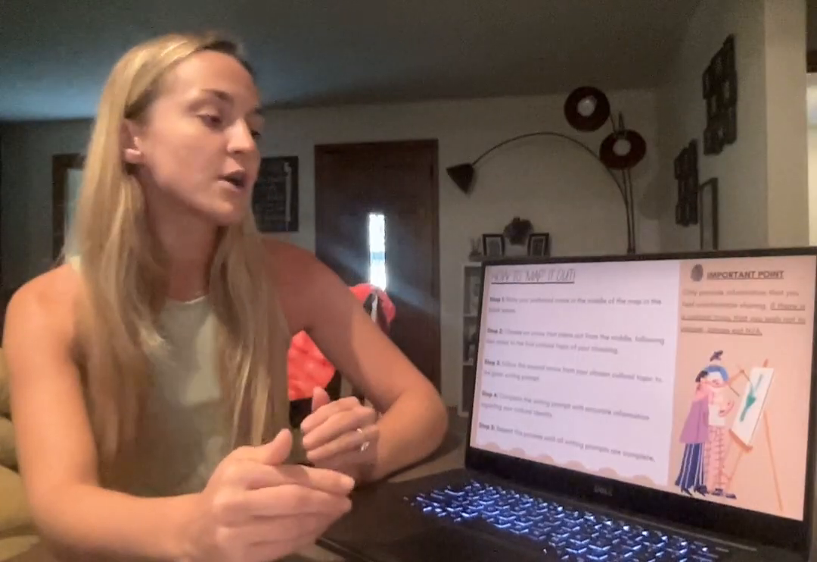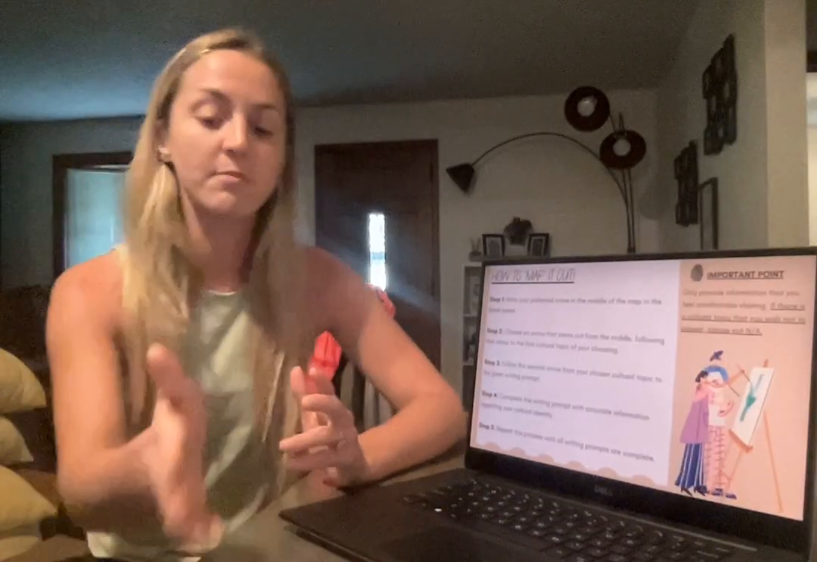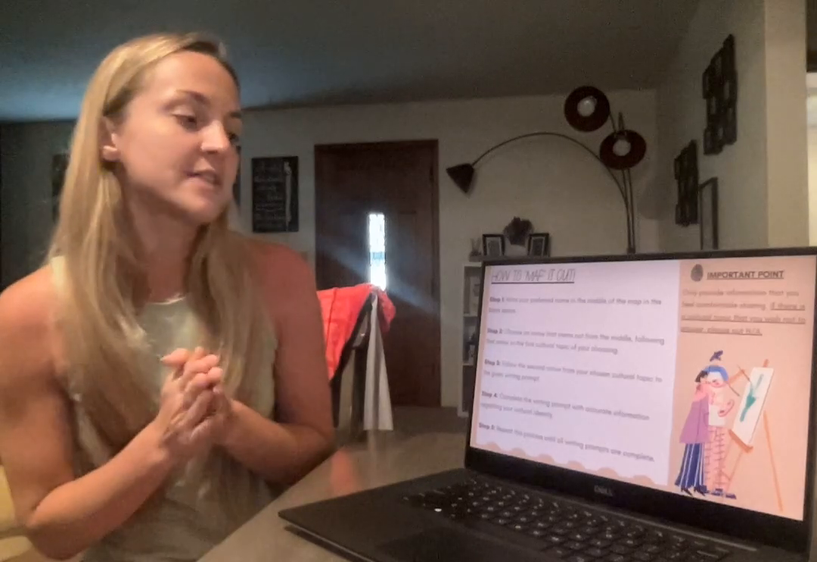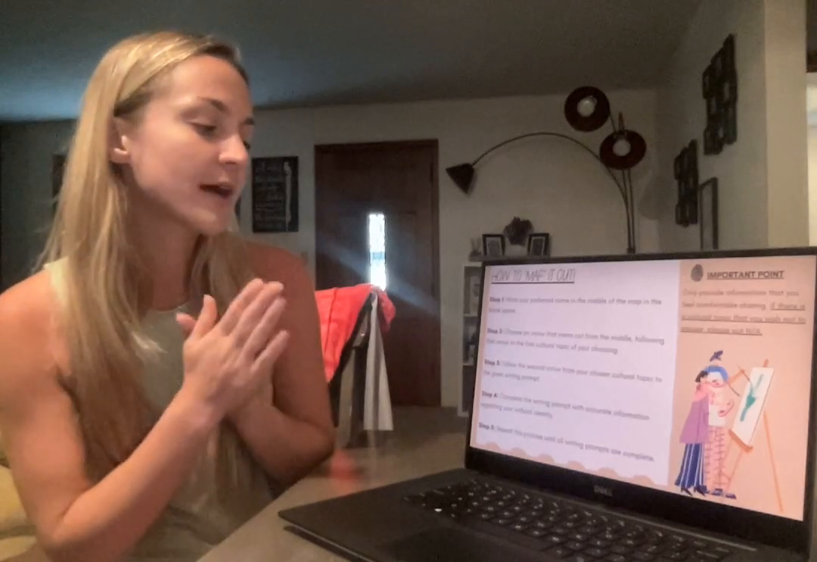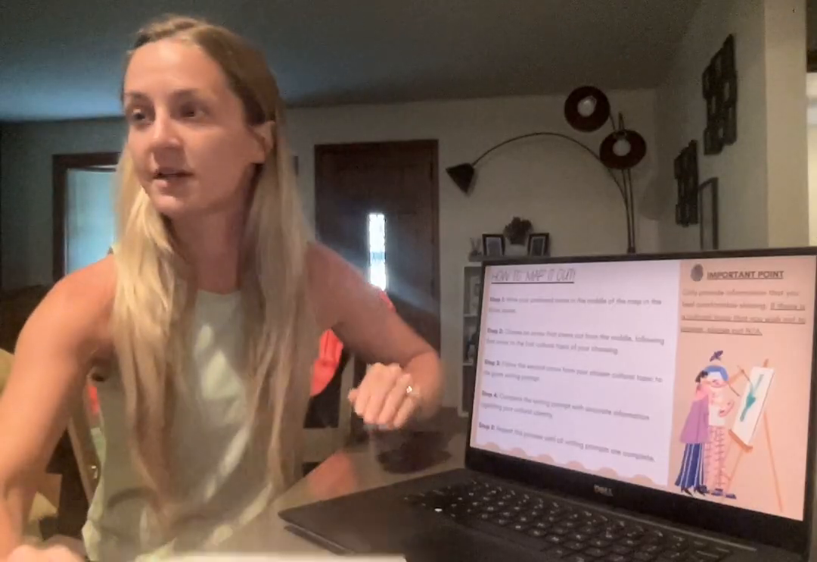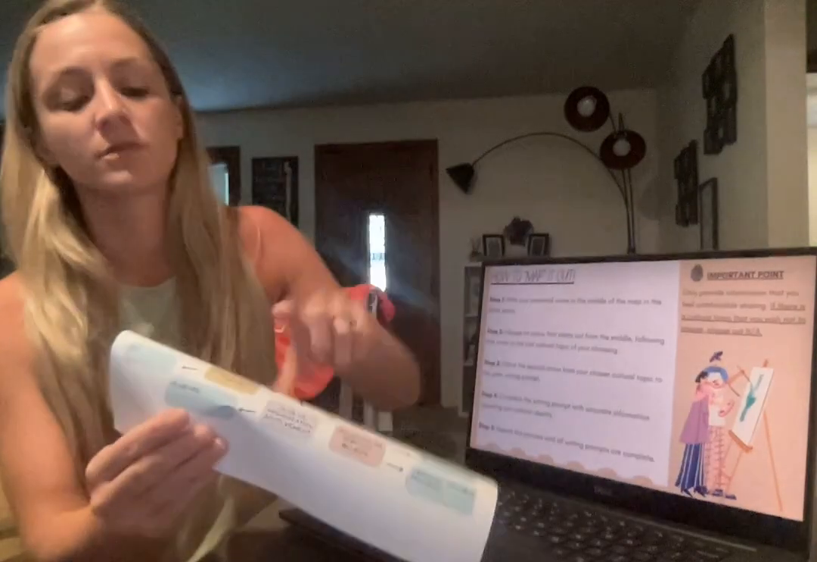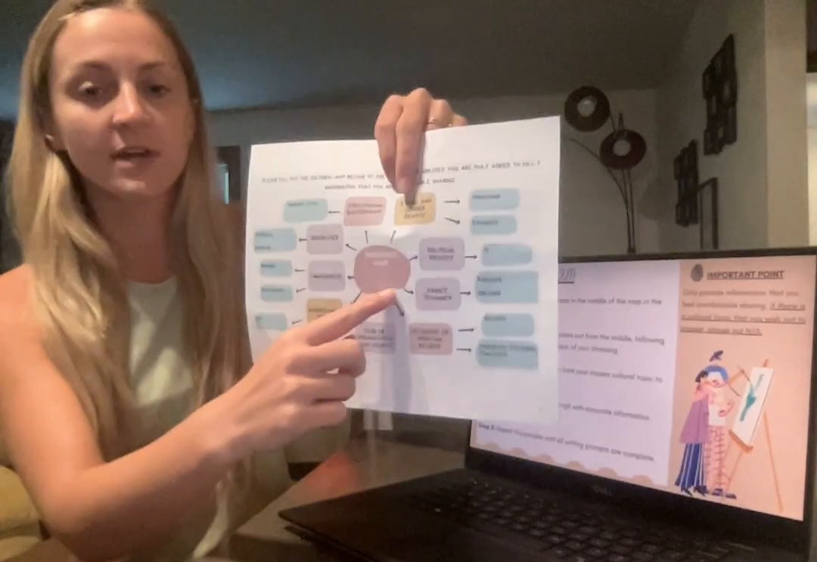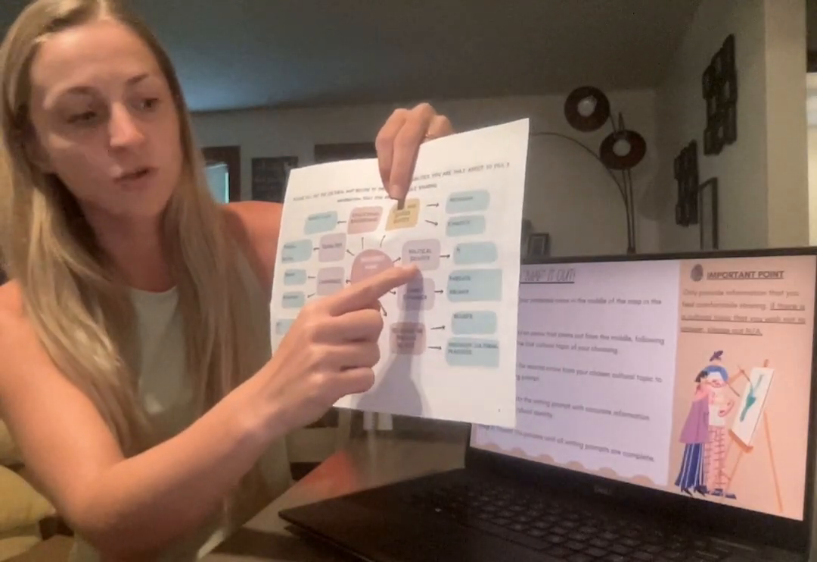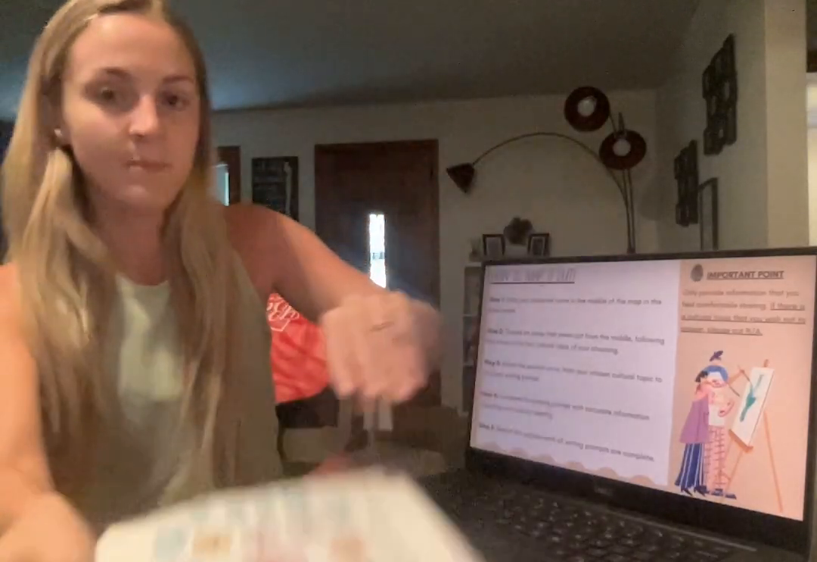Step 1, you're going to write your preferred name in the middle of the map in that blank space provided to you. Next step, you're going to choose an arrow that stems out from the middle, following that arrow to the first cultural topic of your choosing. So may I use this for an example? Okay. So we have our first preferred name here in the middle. You're going to choose an arrow. You're going to follow that arrow to the next culturally relevant topic.